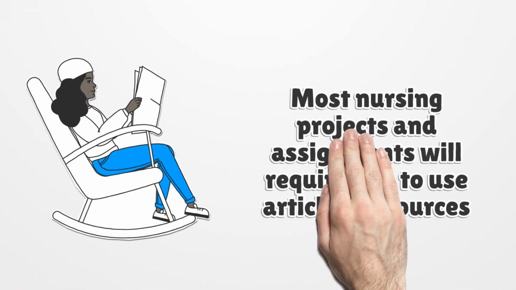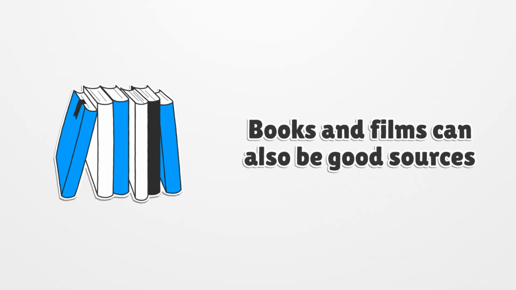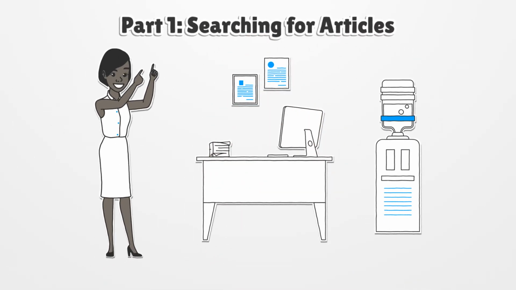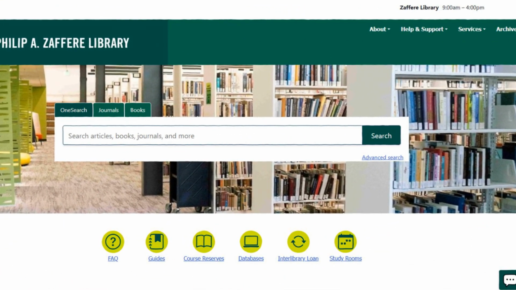Most often, nursing students are looking for articles from journals for their research papers, projects, or discussion board posts. We also have other research materials, such as ebooks and online videos. In the first part of this orientation, we'll talk about searching for articles. There are 2 ways to search for articles about nursing.